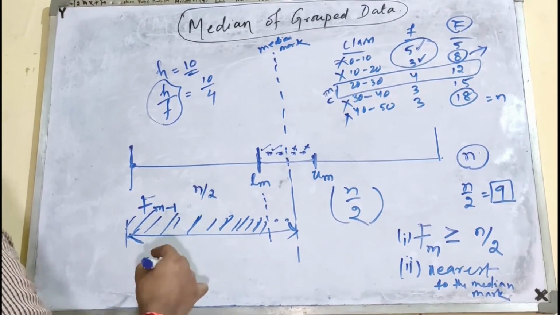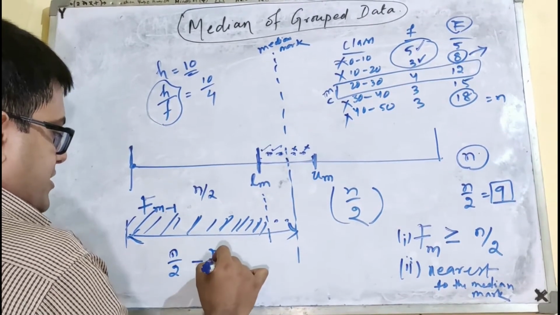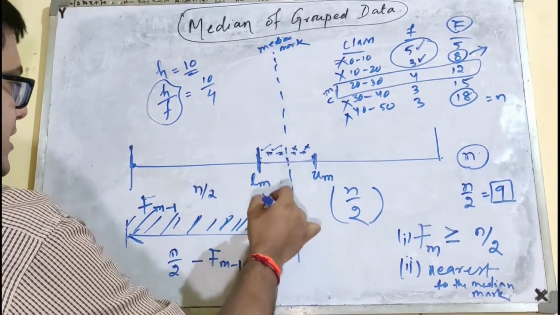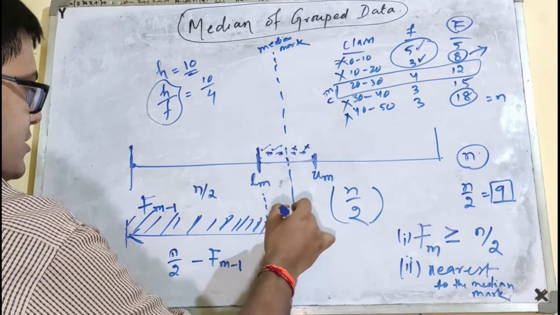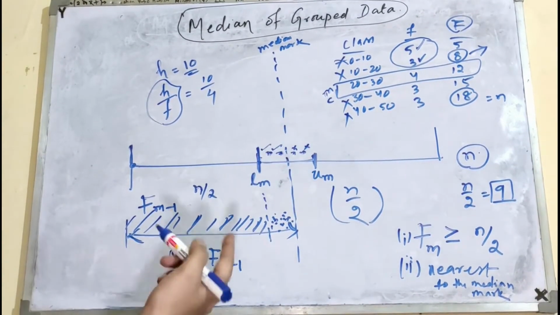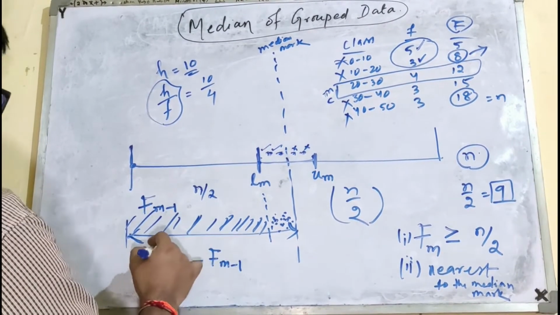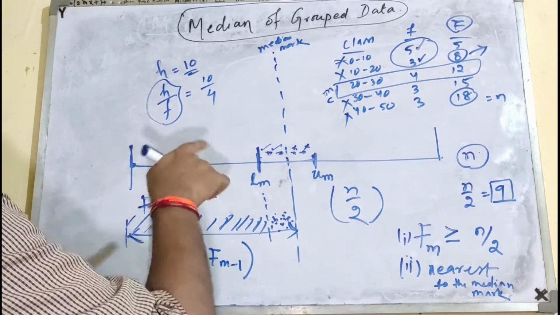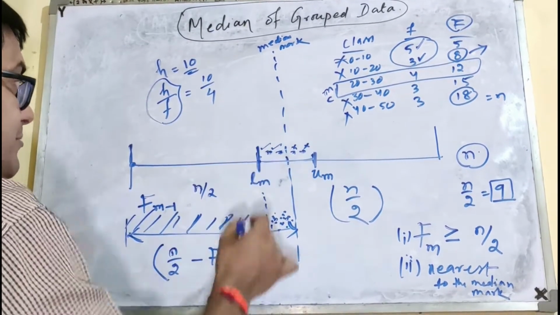So if we take n by 2 and subtract the cumulative frequency of the class preceding the median class, we are going to be left with only this particular length. It doesn't matter how many data points are there. The maximum could be 4. It could be 0 even. But by doing this mathematical operation, we will know how many data points actually exist between the lower limit of the median class and the median mark.